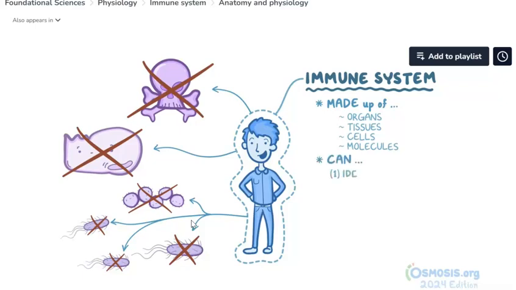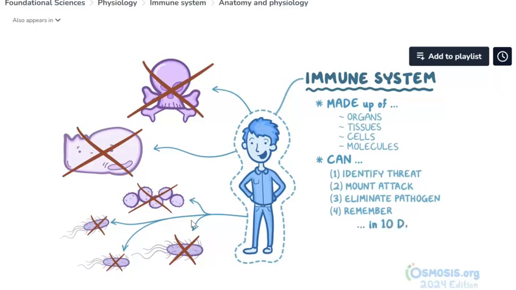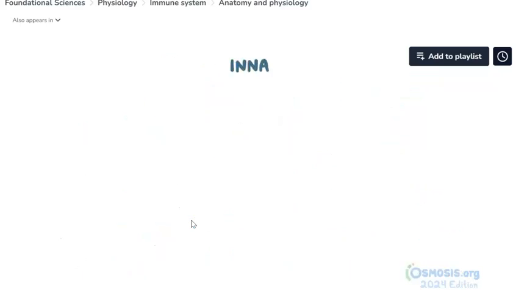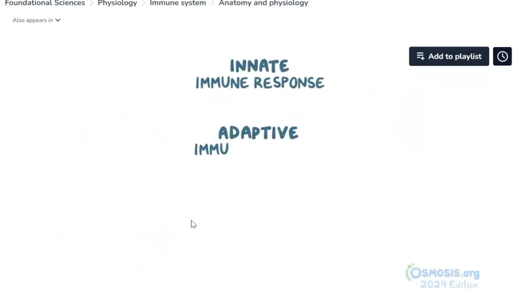The immune response can identify a threat, mount an attack, eliminate a pathogen, and develop mechanisms to remember the offender in case you encounter it again, all within 10 days. In some cases, like if the pathogen is particularly stubborn, or if the immune system starts attacking something it shouldn't, like your own tissue, it can last much longer, for months to years, and that leads to chronic inflammation. Your immune system is like the military, with 2 main branches: the innate immune response and the adaptive immune response.